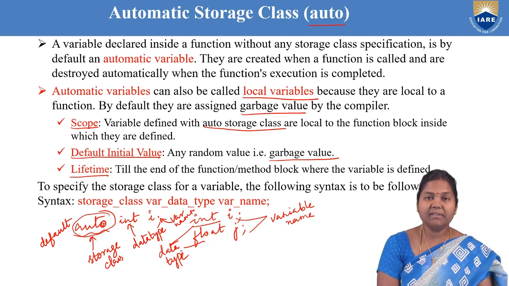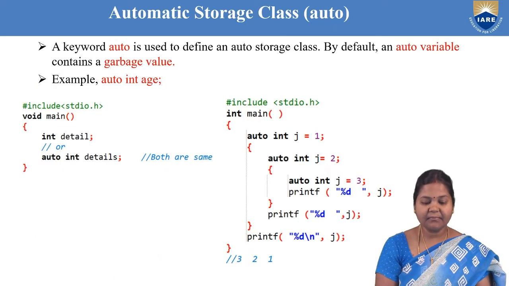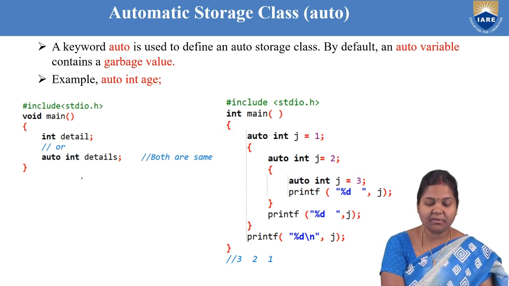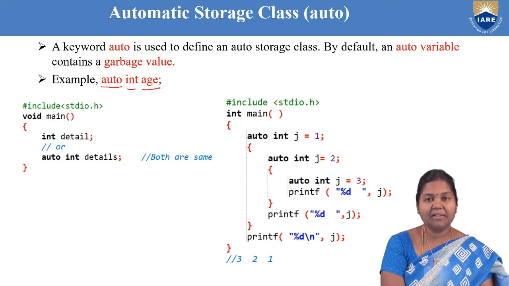So the scope is local to the function, the lifetime is within the function itself, and the default initial value for i will be garbage. So this is about the automatic storage class. Now let us understand one example of how to use the automatic storage class. First of all, let us go for the syntax or declaration. The syntax is auto int, and the name of the variable is age.